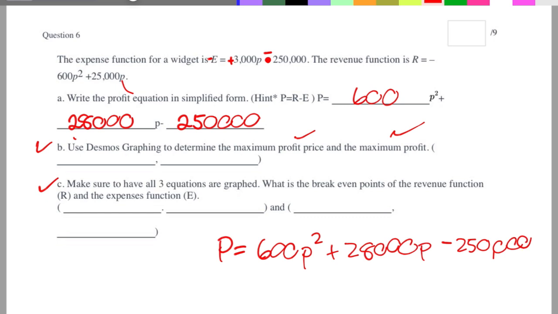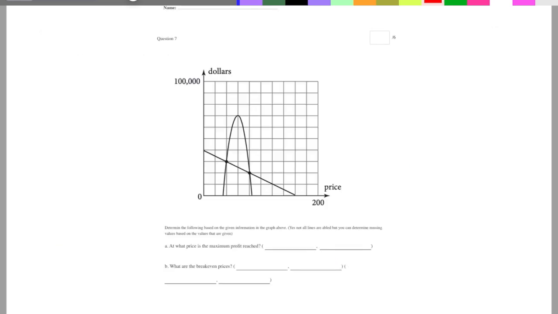Down here, if you graph your R function and your E function, they'll show you the break-even points where revenue and expense cross perfectly. It should have 2 points when you graph them. And we move on to the next one.